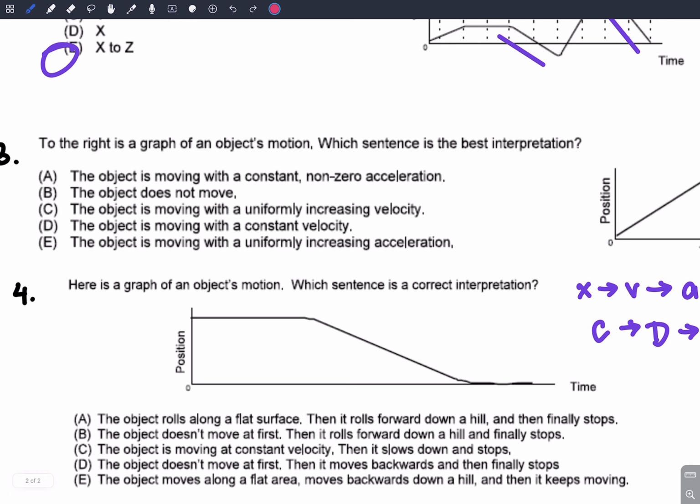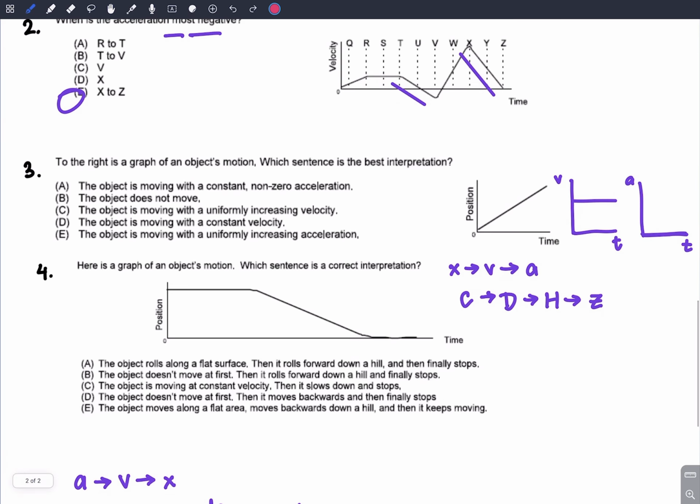Option A. The object is moving with a constant non-zero acceleration. Okay, we just said that our acceleration is 0, so A is wrong. B, the object does not move. Well, we can clearly see a change in position. Therefore, the object is moving.